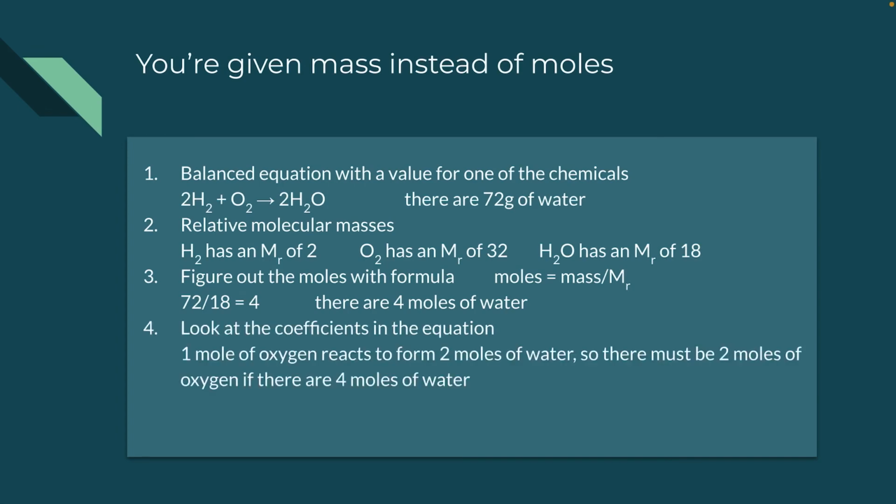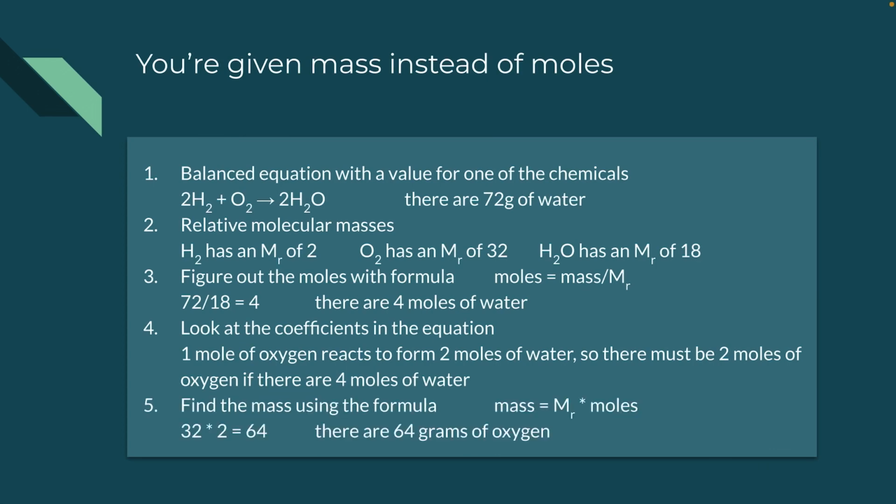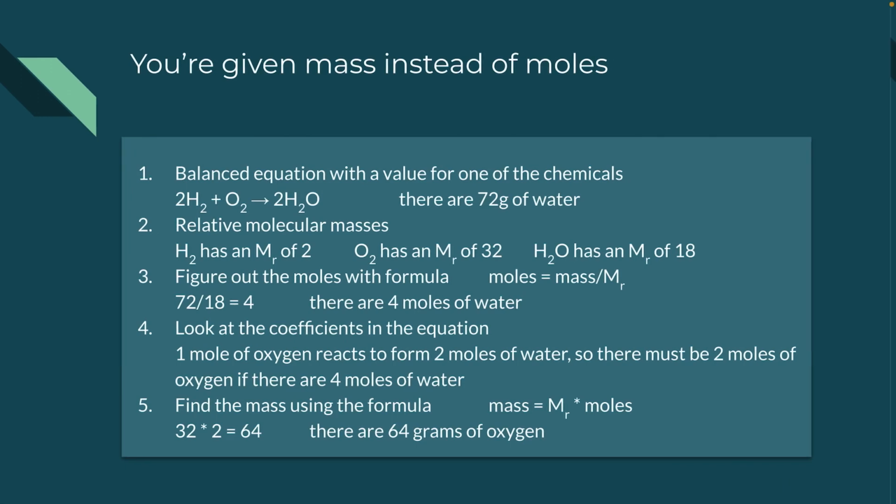Then you look at the coefficients again. You see that 1 mole of oxygen makes 2 moles of water, so you have 4 moles of water, so you know that there will be 2 moles of oxygen. Then from that you use the Mr moles formula again. You do 32 times 2, which is 64, which is your answer. There are 64 grams of oxygen.